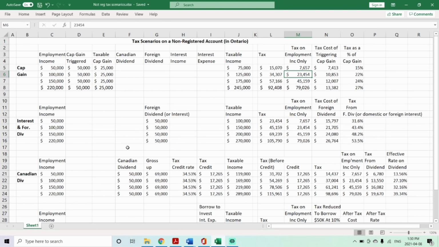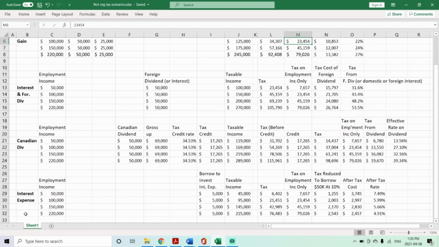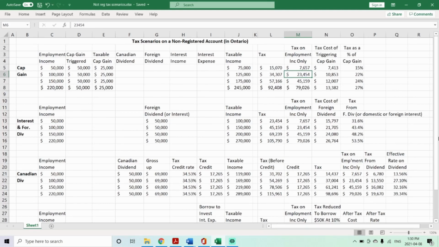Actually, let me say this. There are four potential taxable events in a non-registered account. There's a capital gain, there is interest or dividends, there are Canadian dividends, and there is interest expense. So this would be borrowing to invest. So, triggering a capital gain, dividends, interest, and then interest expense. Here I have various income levels. So 50,000, 100,000, 150,000, 220,000 of income.